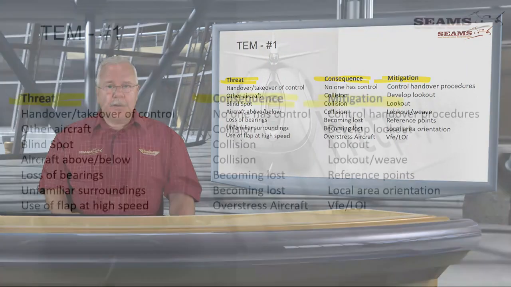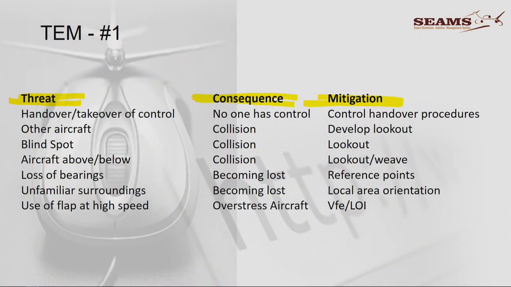So let's have a look at one or two of these. Handover of control. I remember this one. No one has control handover procedures. I've got, you've got, and not I got, you got, who's got, everybody has got. Somebody must have proper procedures.